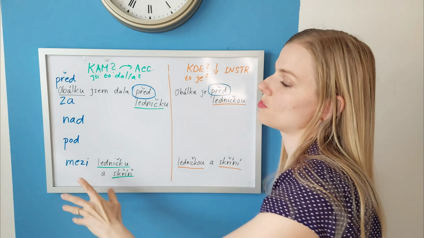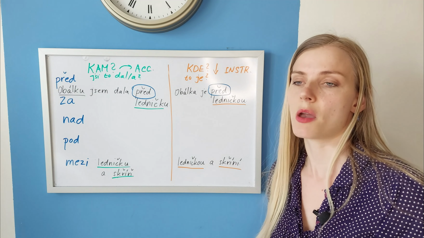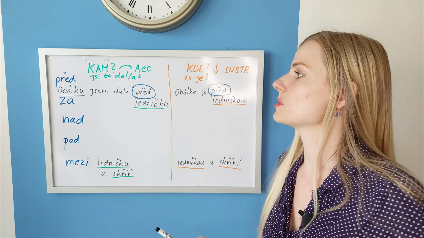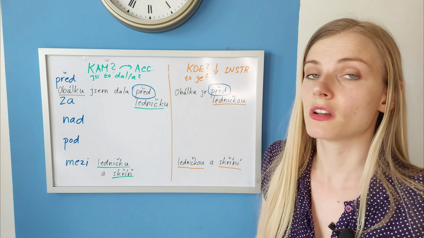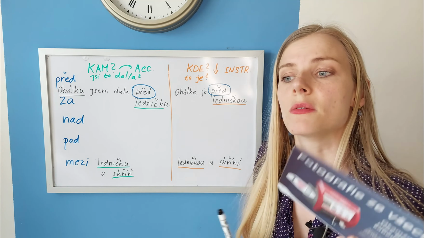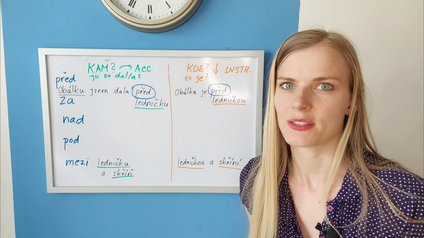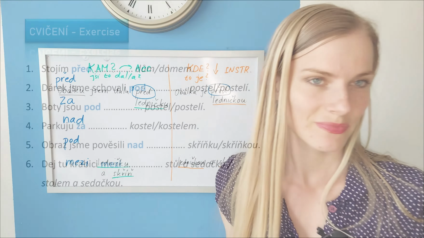So this is how these prepositions work. We have to make a distinction whether we are speaking about something being placed somewhere, for example with the verb to be, or laying down, or waiting somewhere, versus where something or someone is moving or being placed. And now let's have a look at a little exercise where you will decide which case to use.